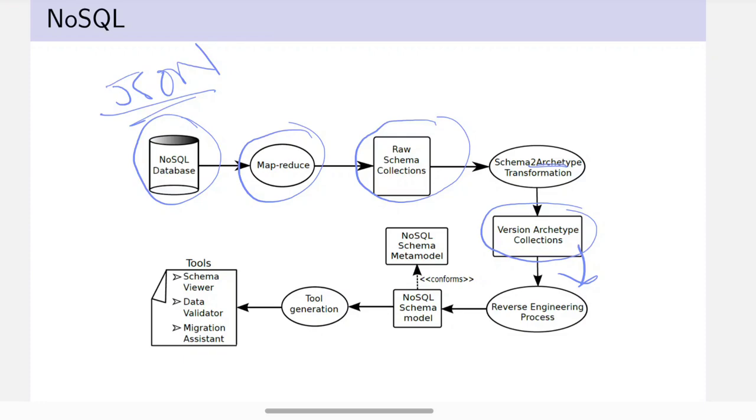Then we'll be going for tool generation. So from the schema model, tools can be created automatically, like a schema viewer, that is nothing but visualizing your data structure, and a data validator, which checks if data matches the schema or not, and a migration assistant that helps update old data. So you move from messy real world NoSQL data to a clean schema to useful tools, okay.